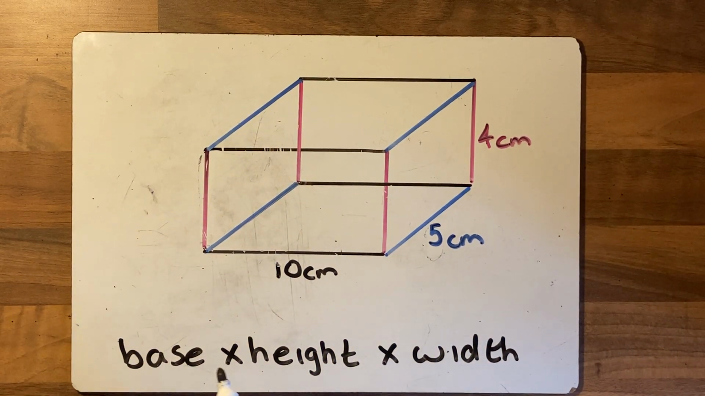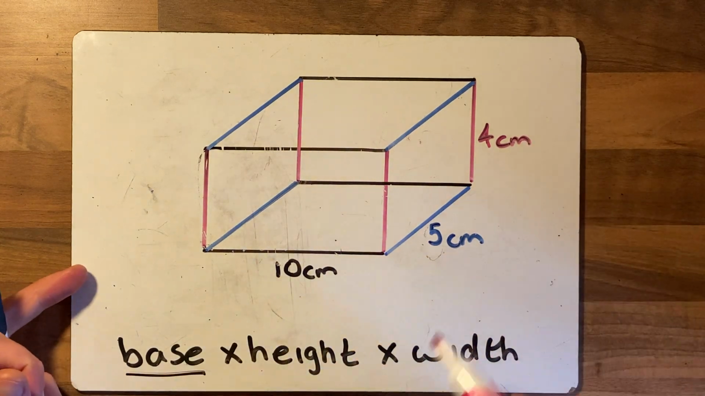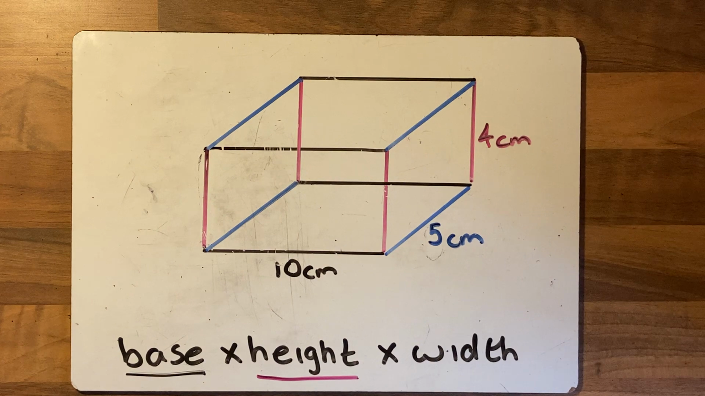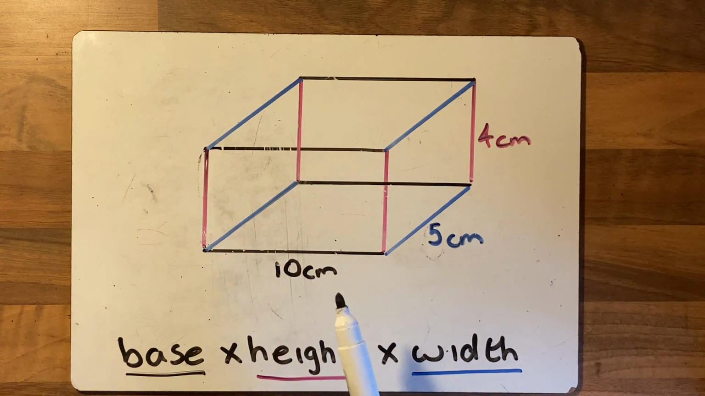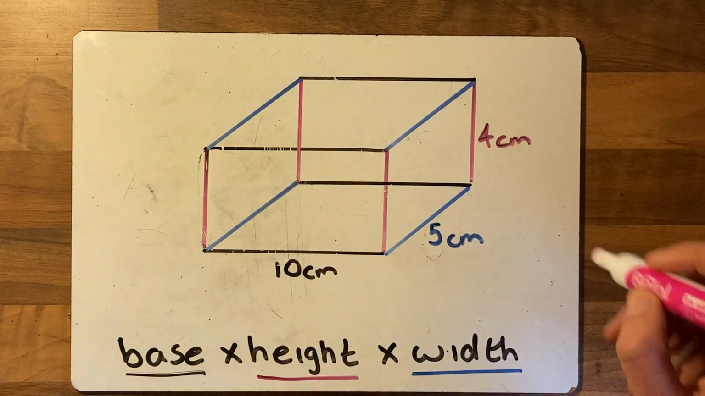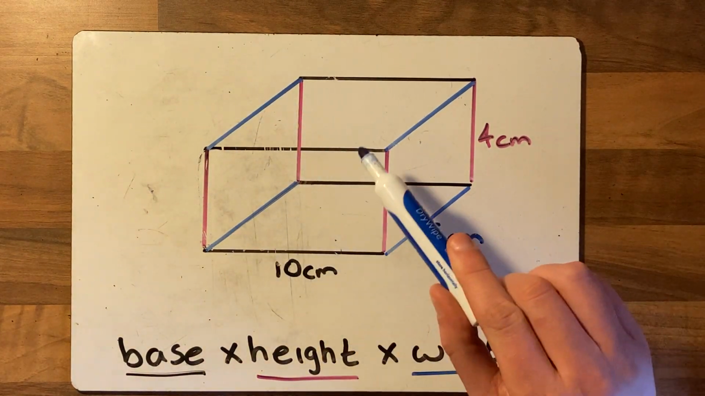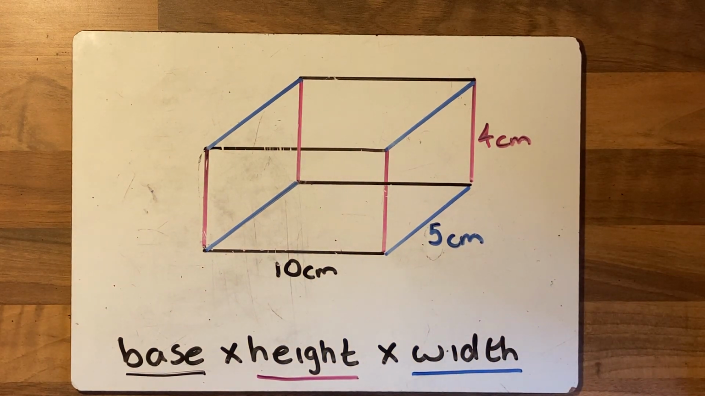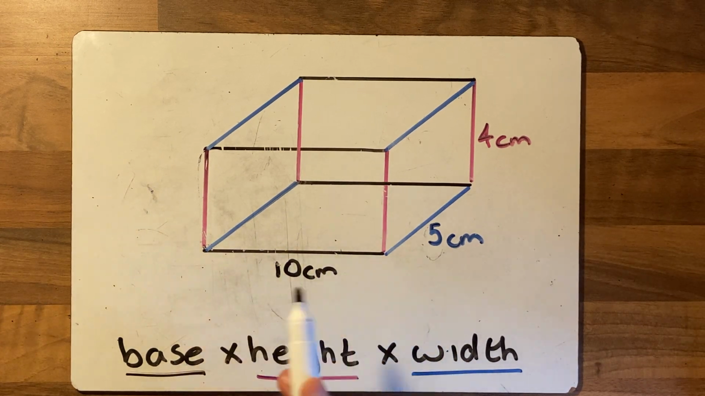The base, you can see, I've done in black. The height, you can see, looking at here, I've done in pink. And the width I have drawn in blue. Those 3 different colours I've used. Now, all of these black lines are the same length. They're all 10 centimetres. All of these pink lines are the same length. They're all 4 centimetres. And all of these blue lines are the same length. They're all 5 centimetres. So you can see it's a 3-dimensional shape. So the base is 10 centimetres.